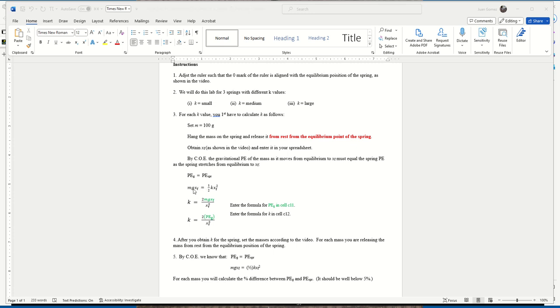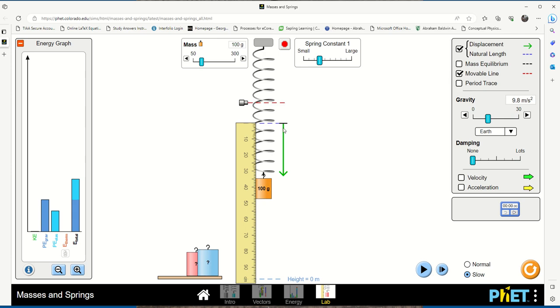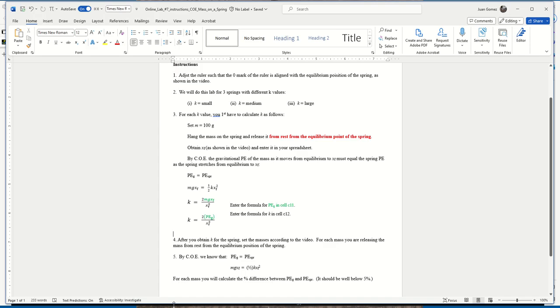Again, you have gravitational potential energy. Nothing complicated. The mass moves from the equilibrium position through a height of XF, indicated by the green arrow. So the potential energy is mg XF, just mgh, where we're calling h XF. So mg XF must equal 1/2 k XF squared. For each of the cases, small, medium, and large, we need to take this equation and solve for k. k is just 2 mg XF over XF squared.